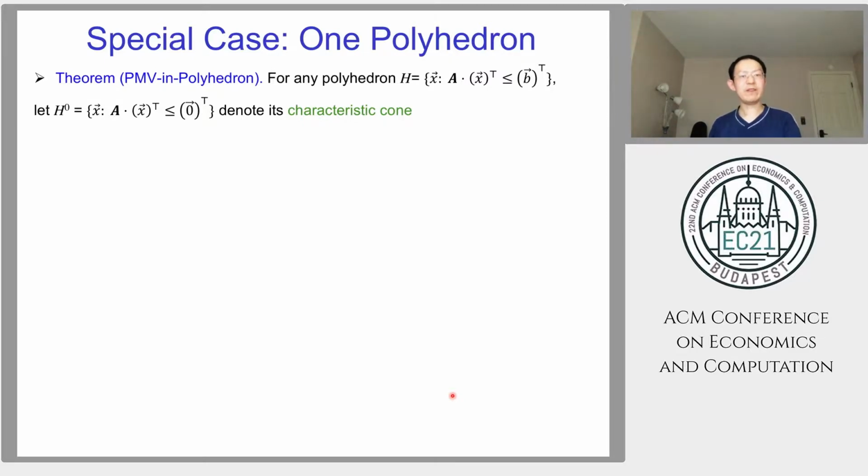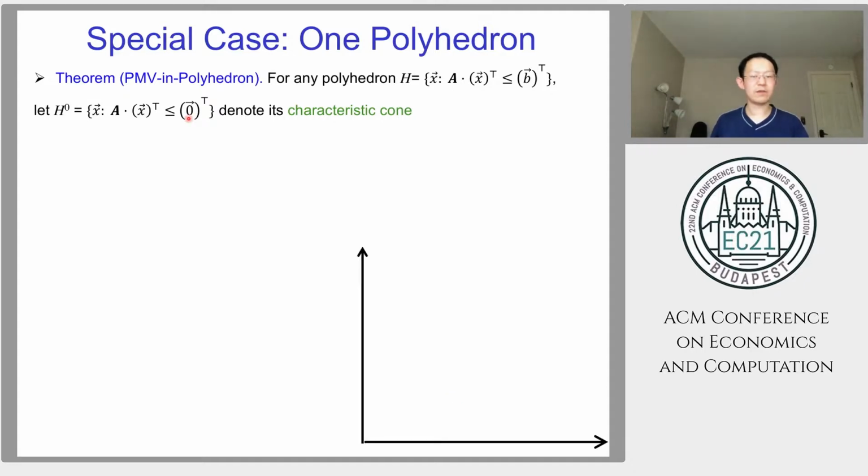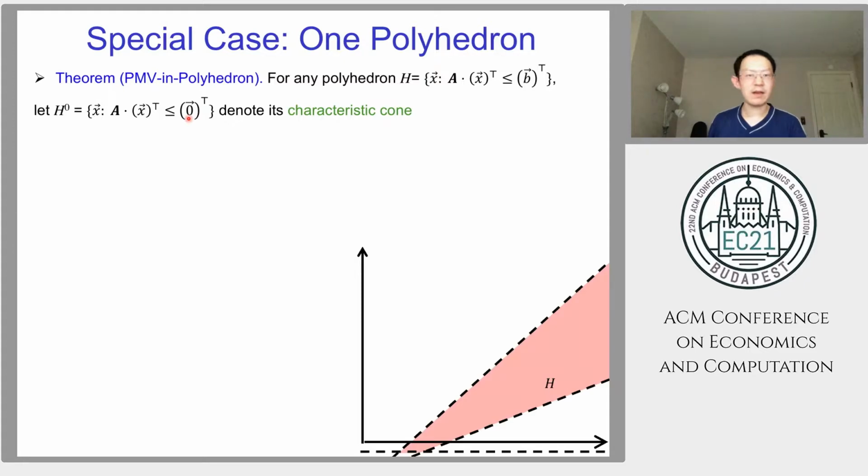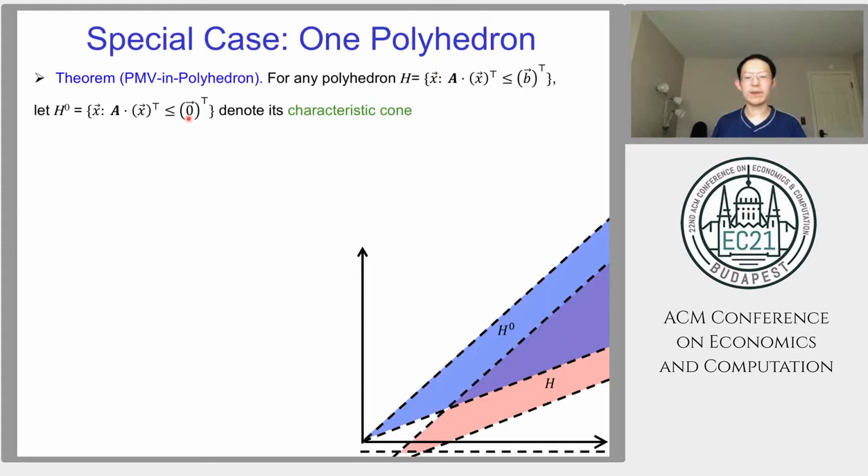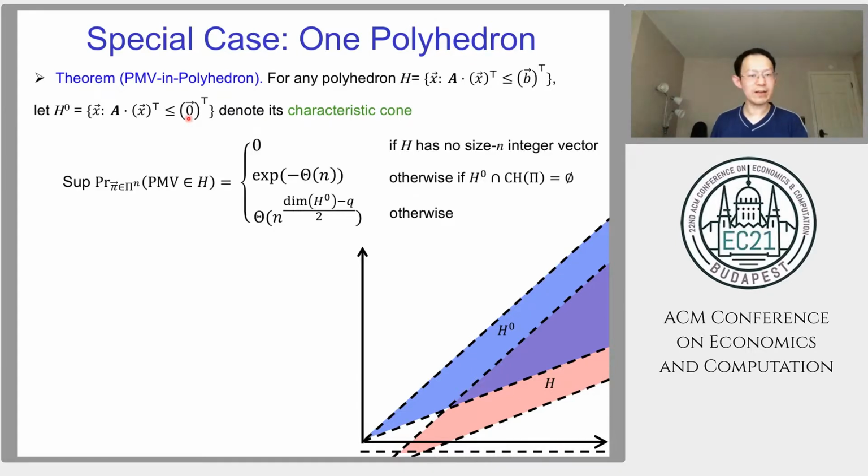So in the PMV in polyhedra theorem, we're given any polyhedron H characterized by an integer matrix A and any vector B. We're going to let H0 denote its characteristic cone, which is obtained by replacing this B vector by the 0 vector. Take Q equals 2 as an example. Say we have a polyhedron H over here, and H0 is basically obtained by just shifting the boundaries to the 0 point. Now, the theorem claims that the maximum probability for PMV to be in H is one of three cases: 0 case, exponential case, and polynomial case.